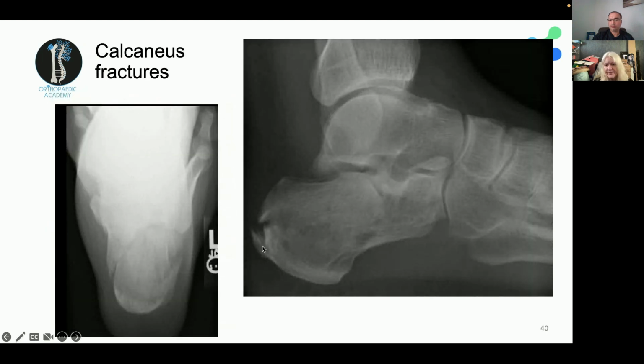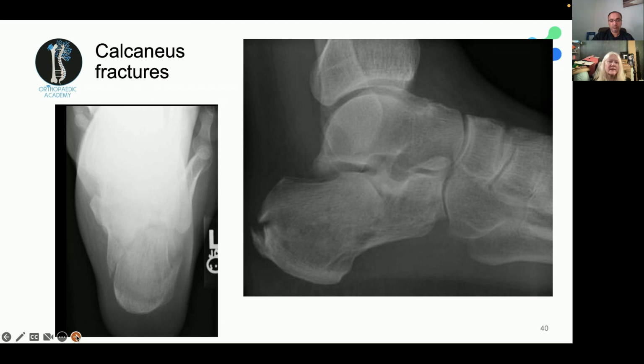Here's some more. So here's one going through here. So this is probably the kind that it's difficult to see. This is why we CT scan them, but the subtalar joint might be all right there. It may just be this part that's lifted up, and it's possible we'll be able to treat that non-operatively or just with a couple of cannulated screws.